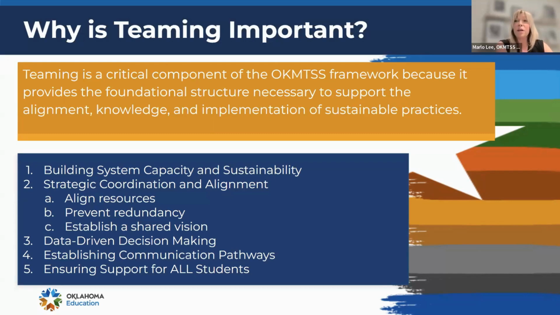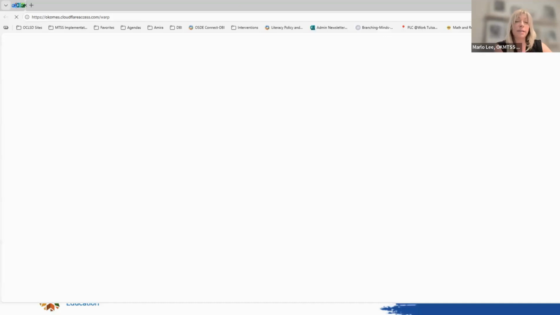Teaming creates multi-directional communication pathways, making sure that through structured feedback loops, leaders respond to the needs of their staff. Ongoing communication builds trust and buy-in by ensuring that staff, families, and students feel that their voices are heard and influence the decision-making process.